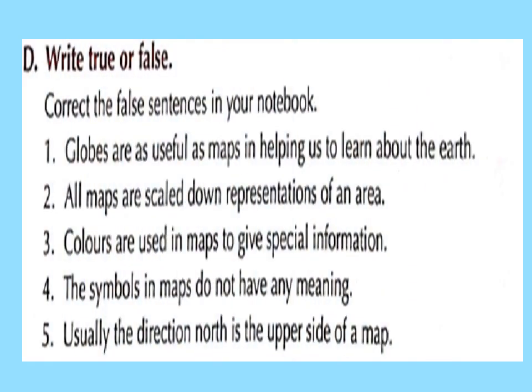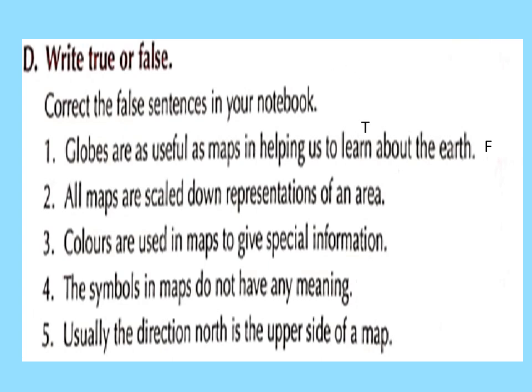Next is write true false. You will only write true false, no correction of false sentences. First one, globes are as useful as maps in helping us to learn about the earth. That will be false. Maps are much more informative. Number 2, all maps are scaled down representations of an area.